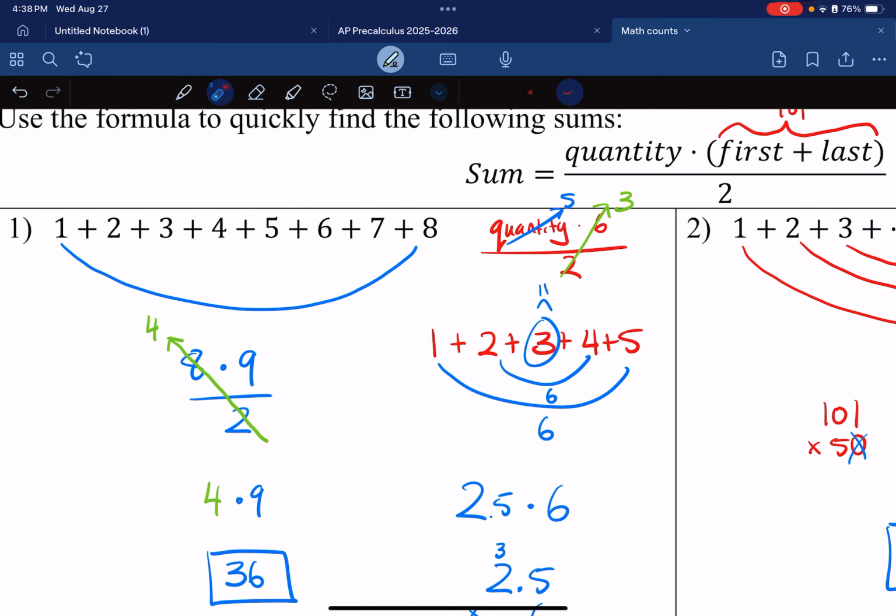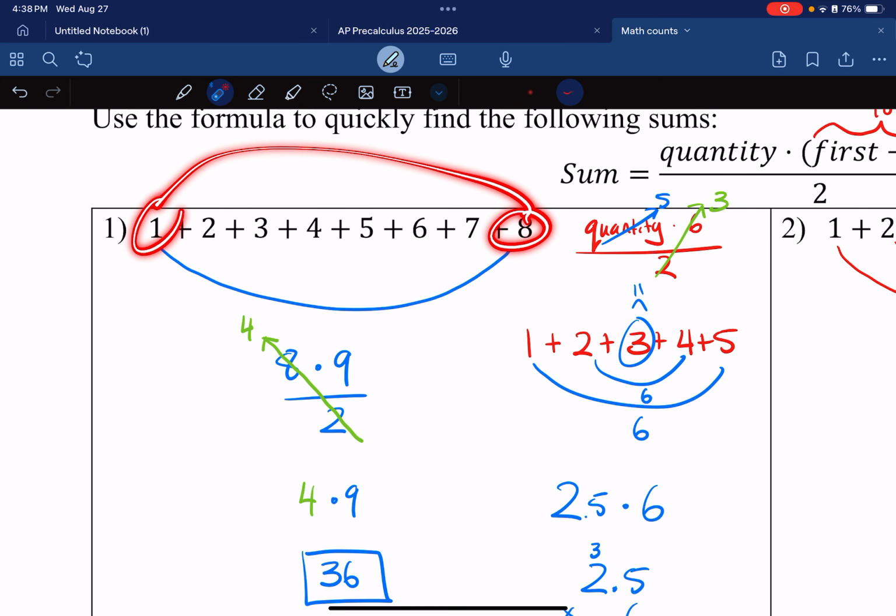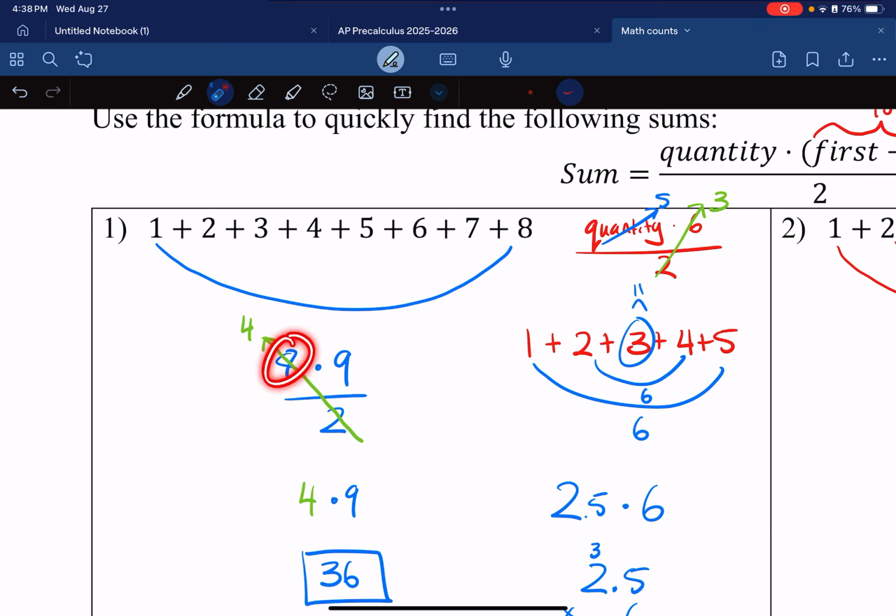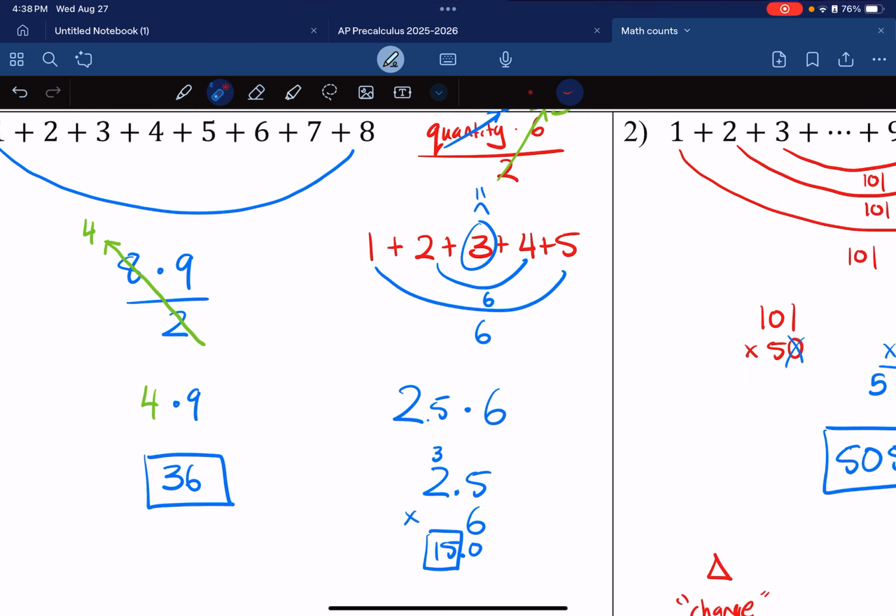Let's check over here. How many do we have? We have 8 minus the 1, which is 7, plus 1, and we had a quantity of 8. That was the quantity right here. Okay, so that formula does work.